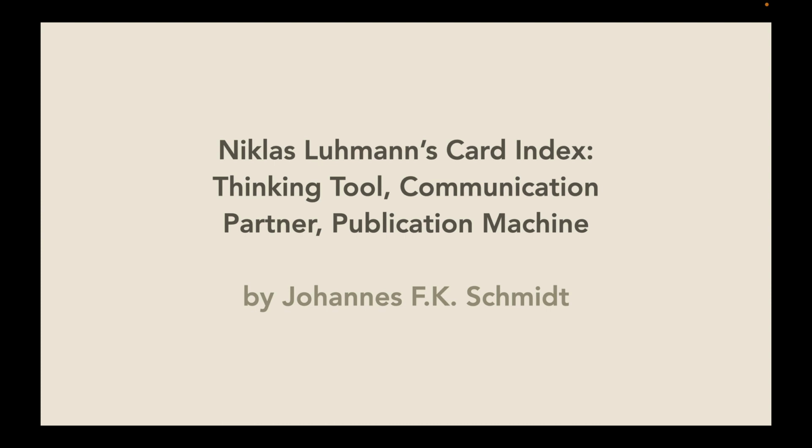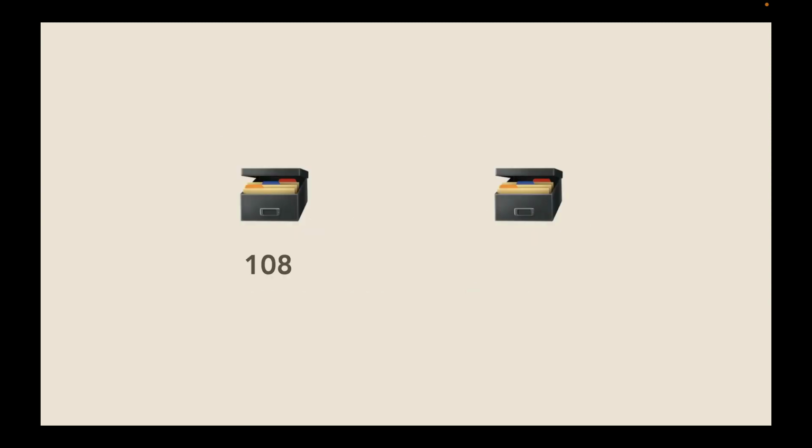Niklas Luhmann, the German sociologist who appears to be the one to have invented the Zettelkasten method, or at least popularized it, had two Zettelkastens during his lifetime, and each of them focused on a certain number of topics. Luhmann's first Zettelkasten was devoted to a pretty large number of subjects, 108 of them, according to Johannes Schmidt, who's written a piece many people interested in the Zettelkasten method have probably read at this point. This piece is titled Niklas Luhmann's Card Index, Thinking Tool, Communication Partner, Publication Machine. According to this same piece, Luhmann's second Zettelkasten contained just 11 top-level subject areas.